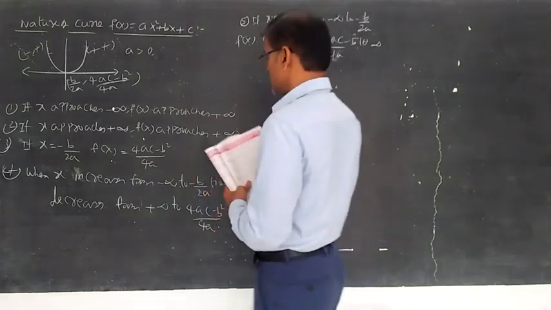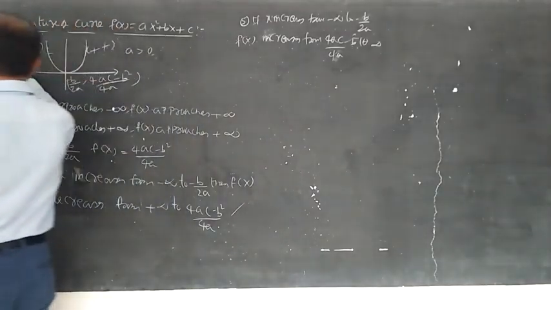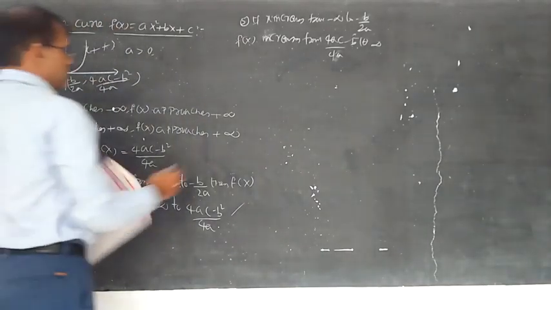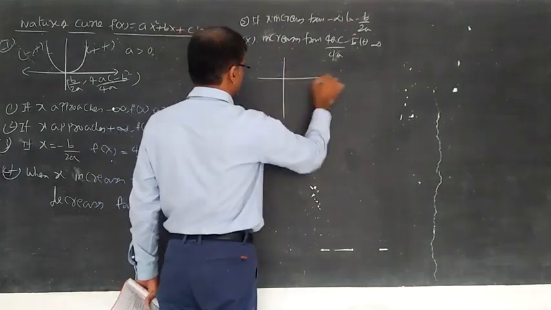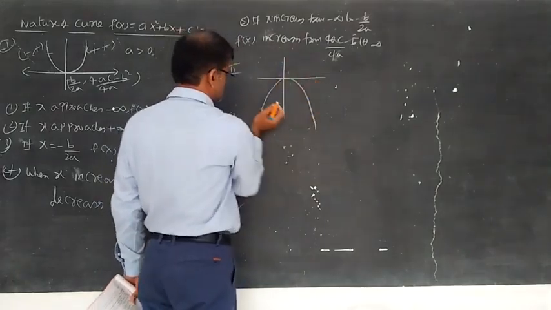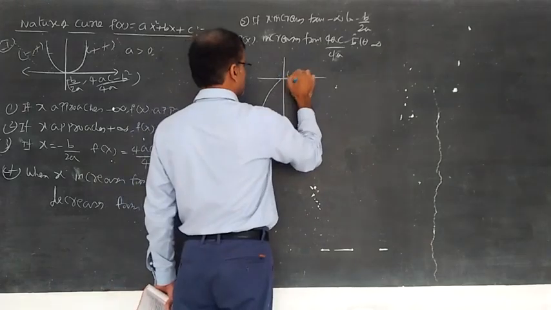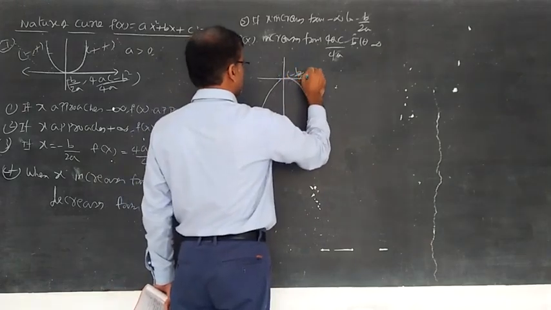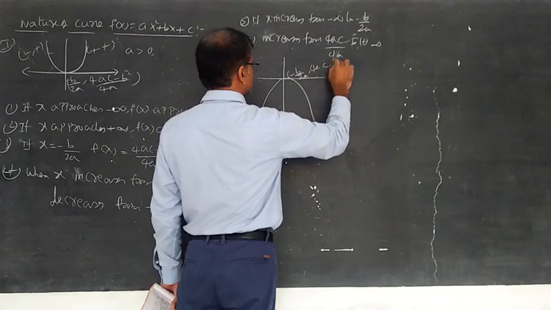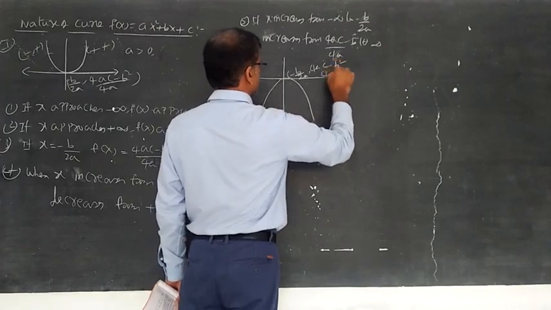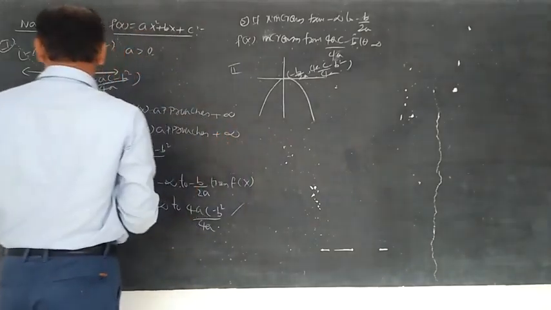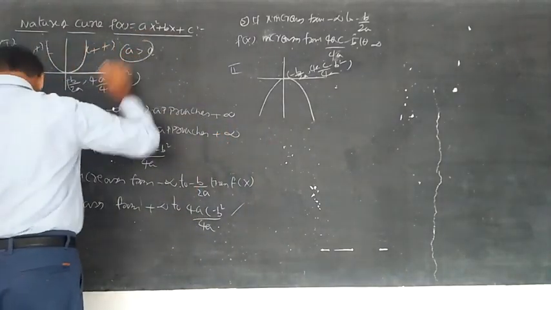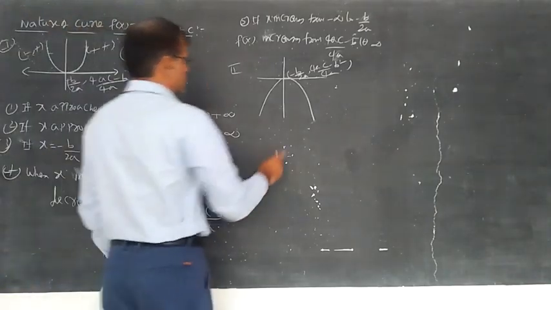In the similar way, this is Roman number 1, students. Depends upon the Roman number 2 graph, try to understand like this, draw like this. Here you can put minus b by 2a comma 4ac minus b square by 4a. This is an upward parabola. Here we can write a greater than 0. Yes, I have written the concept a greater than 0.